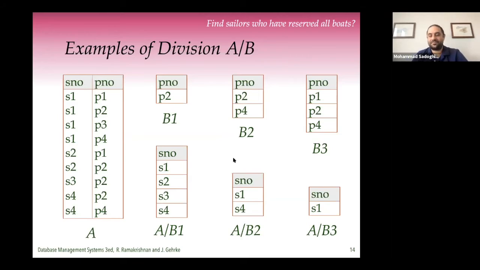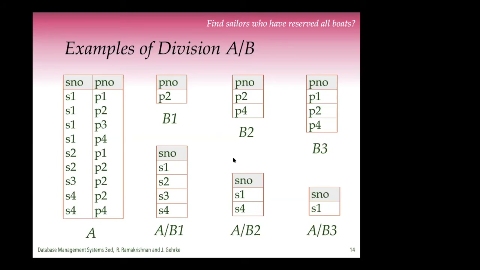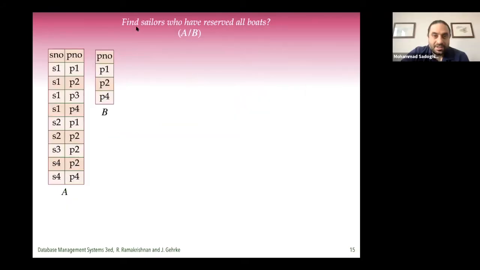Any other thoughts? So how about this? As an exploration, let's simplify our example. Let's just stick with A and B. This is, in fact, the same A that we had in a previous slide, and this is B3 in the previous slide. And you want to find all sailors who have reserved all these 3 boats.